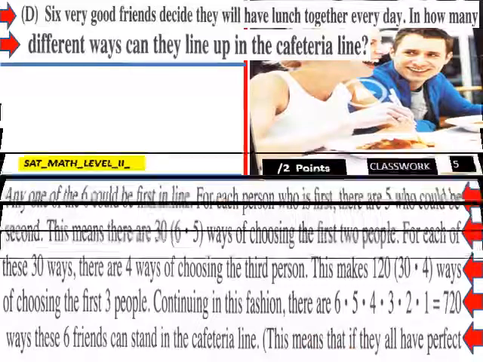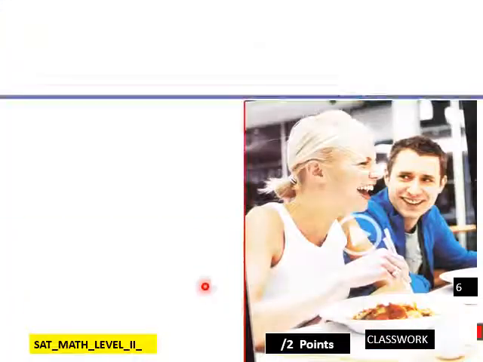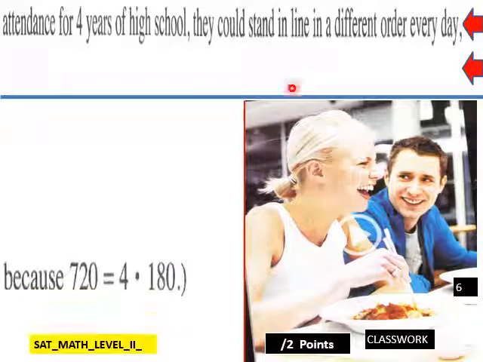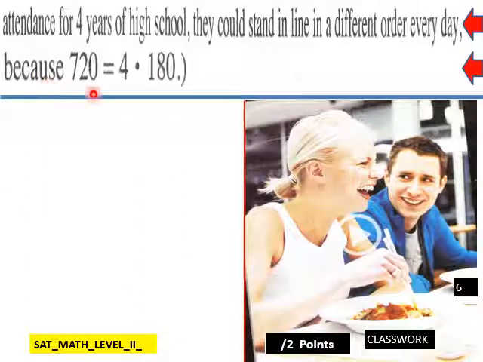This means that if they have perfect attendance for 4 years of high school, they could stand in line in a different order every day, because 720 equals 4 times 180.